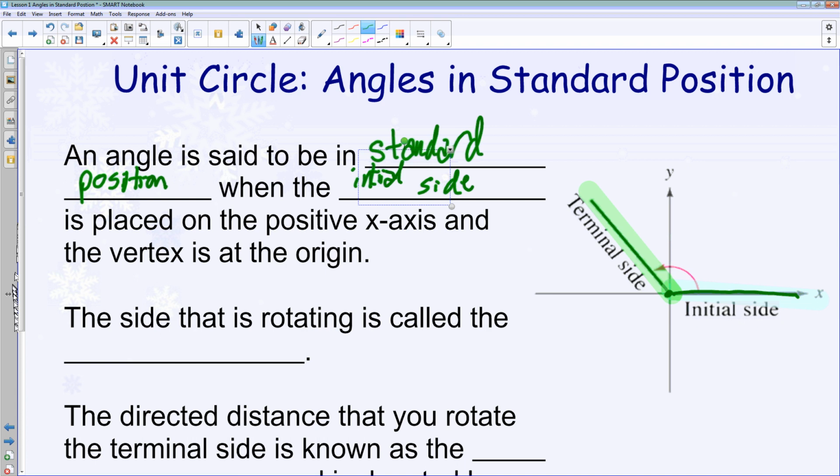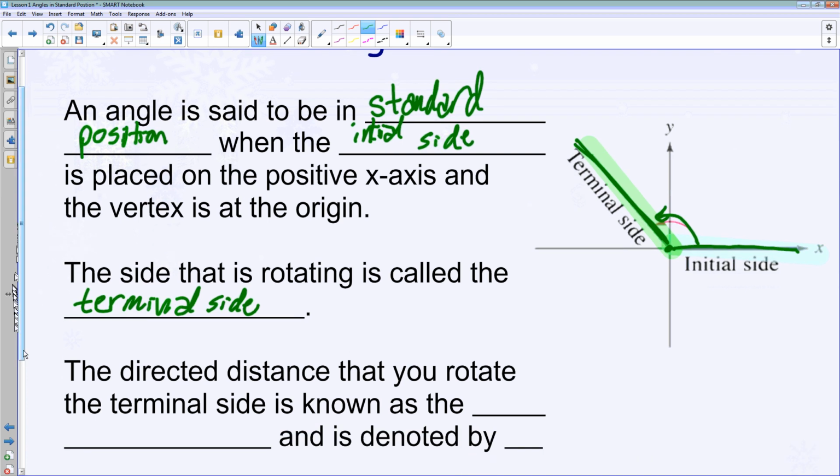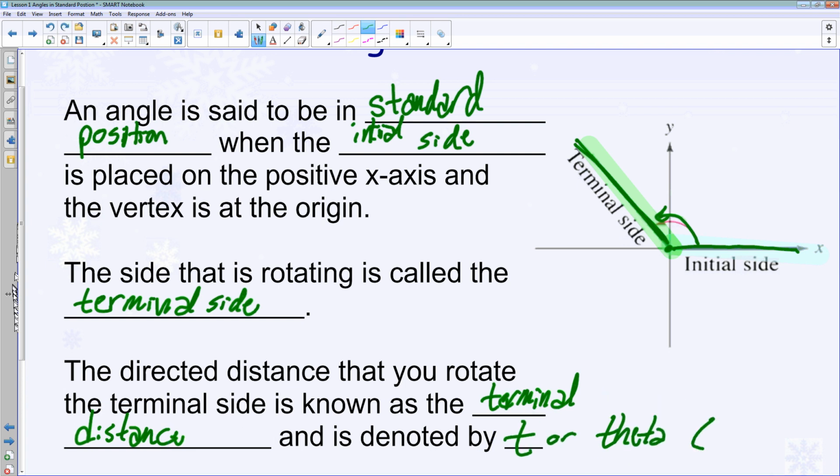The side that is rotating is called the terminal side. So this is the terminal side. There's our angle. And then the directed distance you rotate the terminal side is known as the terminal distance. It's denoted by a T, or we use the Greek letter theta. Theta looks like a little circle with a horizontal line through the center. So T or theta.